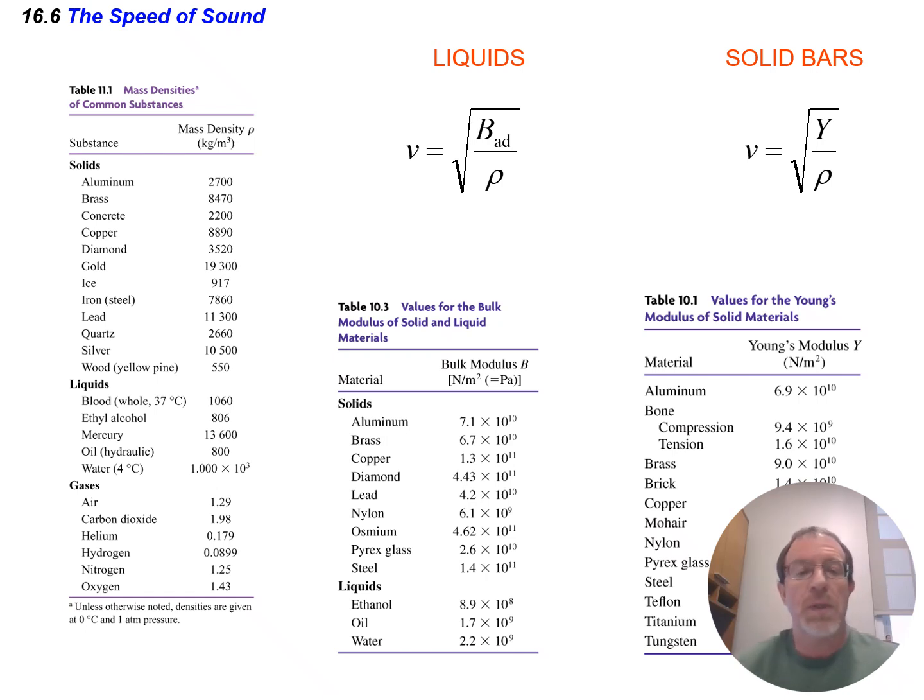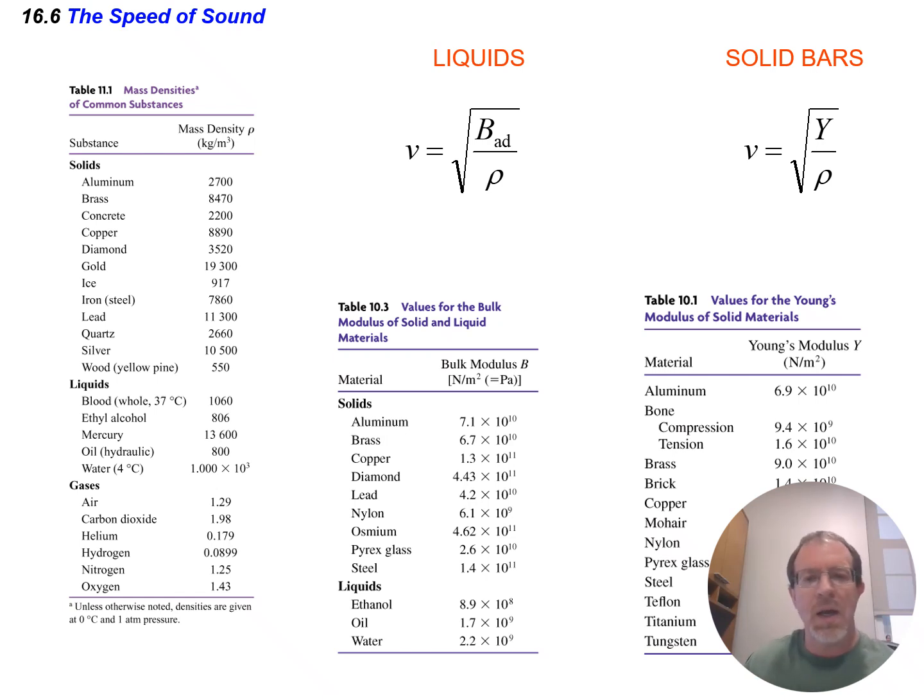In liquids, the speed of sound is equal to the square root of the bulk modulus of the liquid divided by the density of the liquid. In solids, it's the square root of Young's modulus divided by the density of the solid. The bulk modulus and Young's modulus largely represent compressibility or stiffness of these materials.